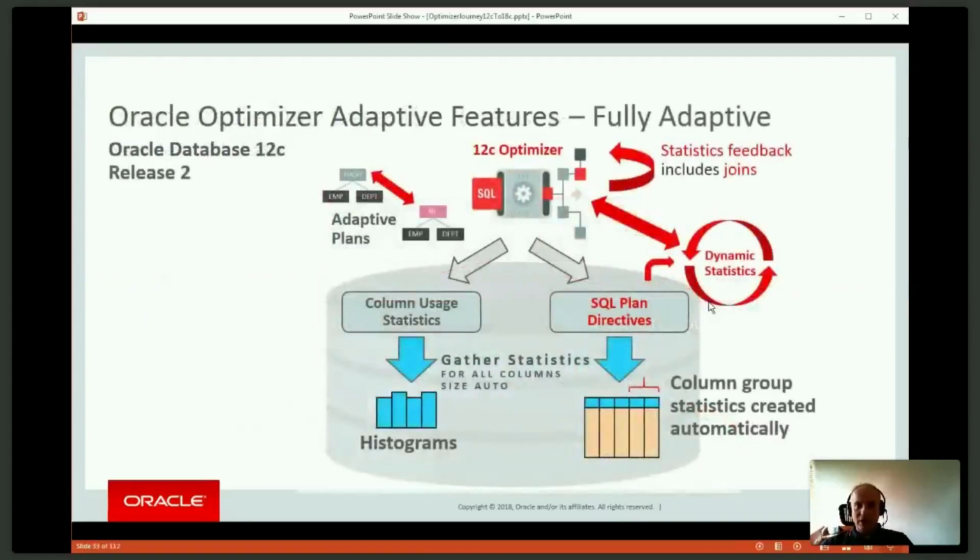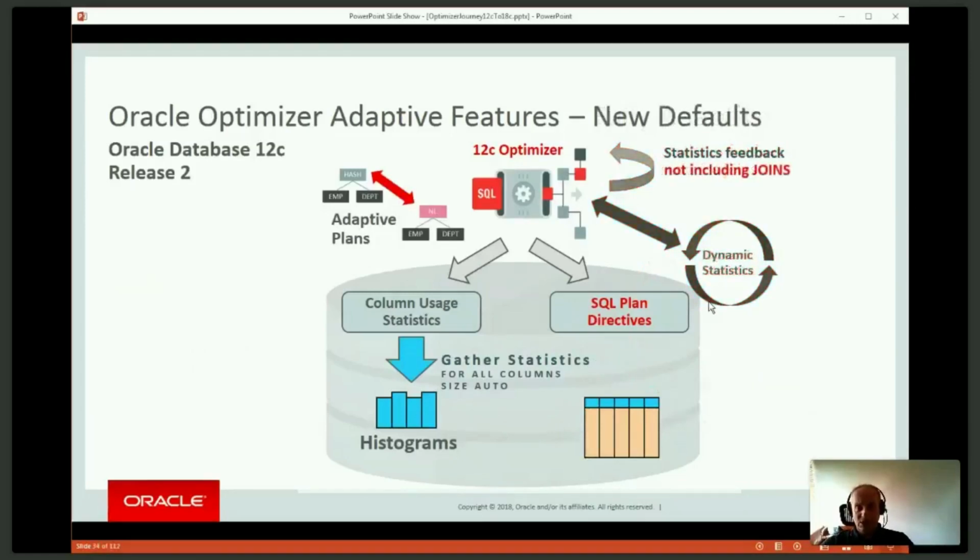So what does that look like? So in 12c release 2, you do have the ability to go fully adaptive. So it's just like release 1. So if you're using release 1, you're happy with full adaptation. It all works the same way in 12c release 2 if you switch everything on. So it's possible to use release 1 and release 2 in exactly the same way. But these are the new defaults. So this is what the new defaults look like. Of note is that, first of all, statistics feedback is now rather like cardinality feedback. So we don't include join feedback.